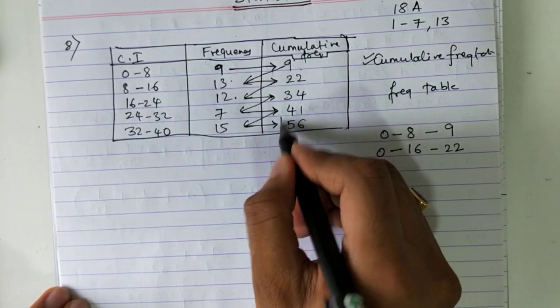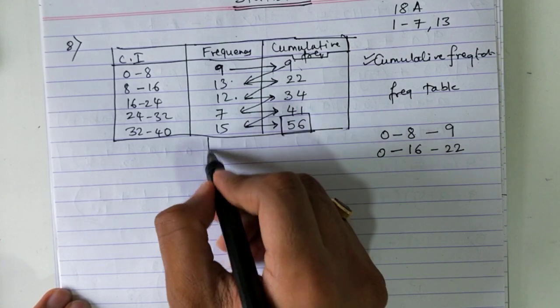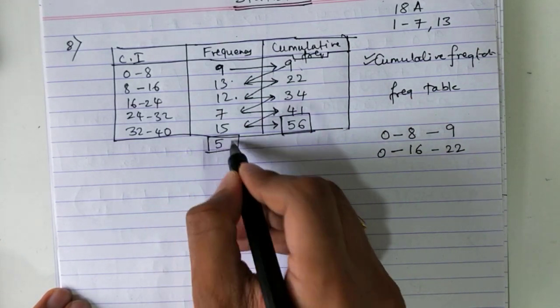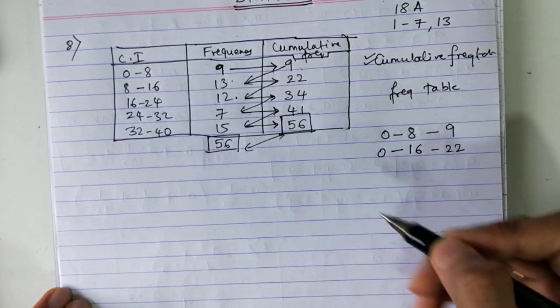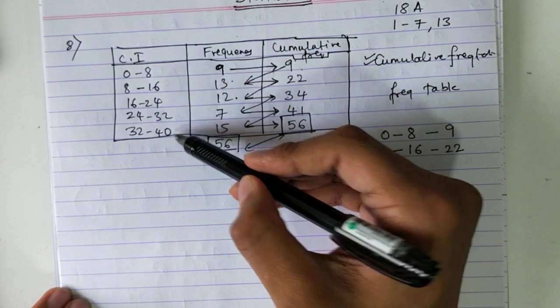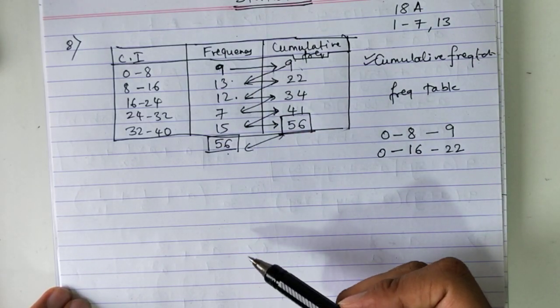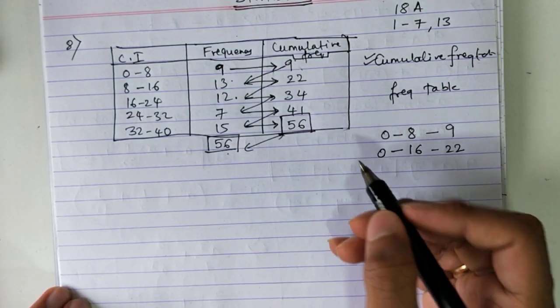Now this 56 will also be similar to this: if you add all these numbers of frequency, you will always get the total, similar to this value, because this 56 also means that everything has been added, and this 56 also means that all the values have been added. Okay, so that was the meaning of cumulative frequency.